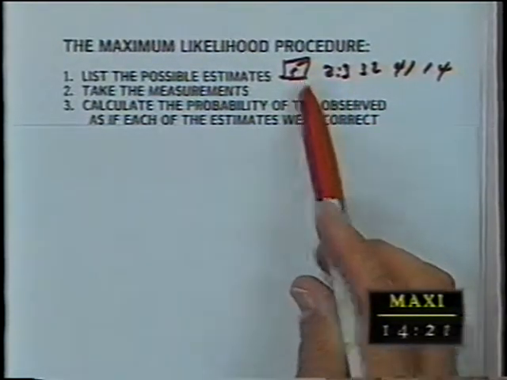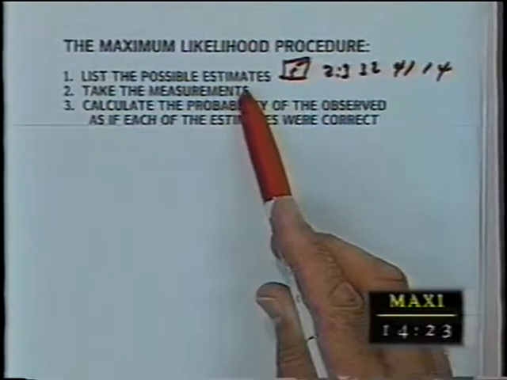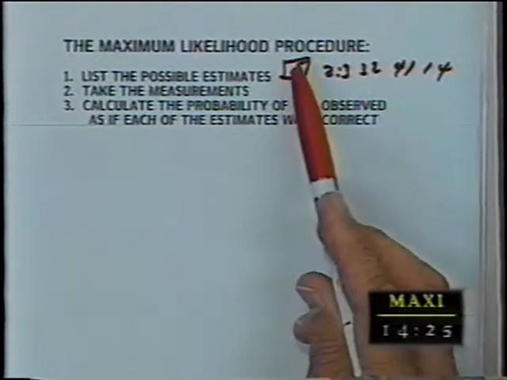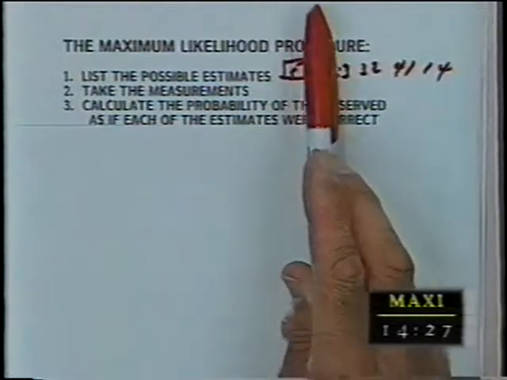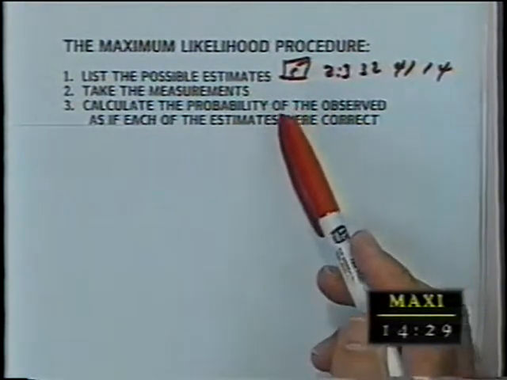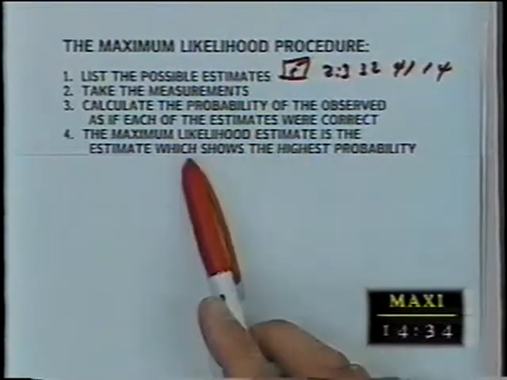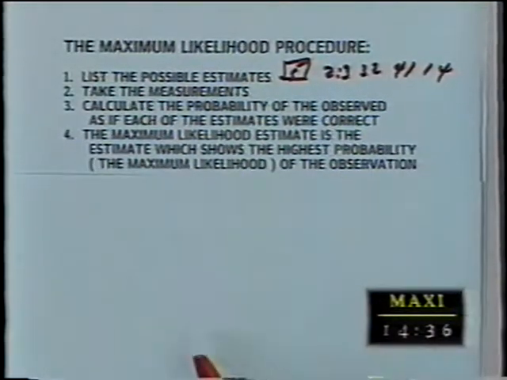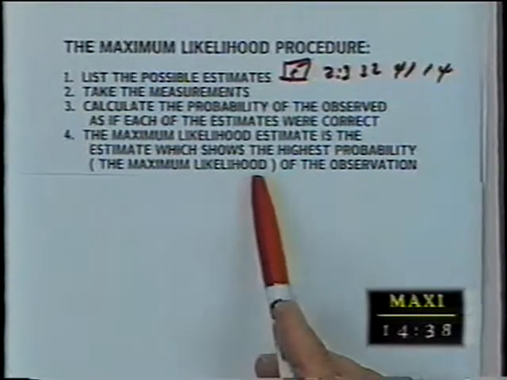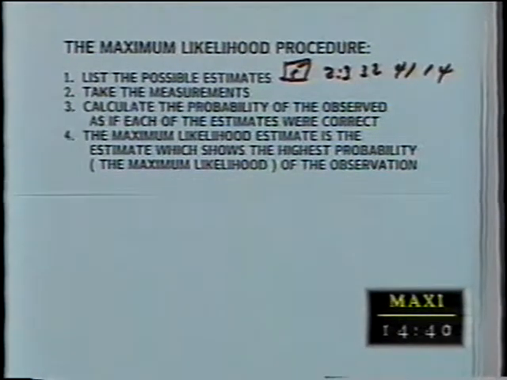At any rate, I calculate the probability of the observed, 56 say, for each situation: group 5, group 4, group 3, group 2, group 7, group 8, and then I pick out the largest. The maximum likelihood estimate is the estimate which shows the highest probability. That is, the maximum likelihood of the observation. Simple?